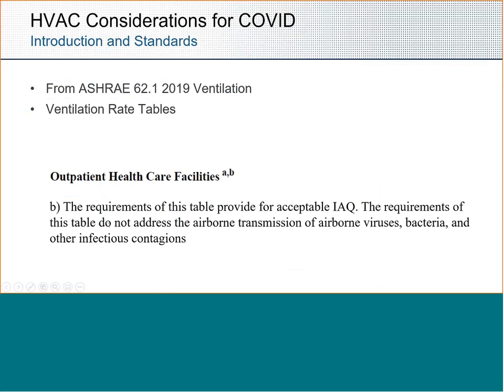If you look at the other table, where it's got an allotment for per occupant ventilation requirement as well as per square footage, you can see there are notes underneath. This one was note B, where the occupant healthcare facilities are located, and it's explicitly calling out that these ventilation rates are not to address the transmission of airborne viruses, bacteria, or other infectious contagions.